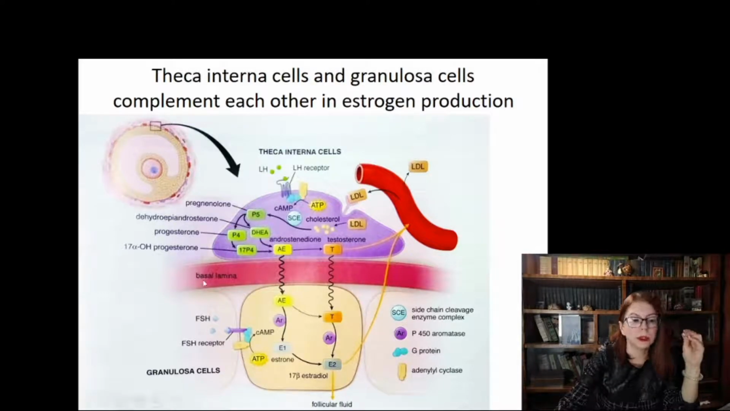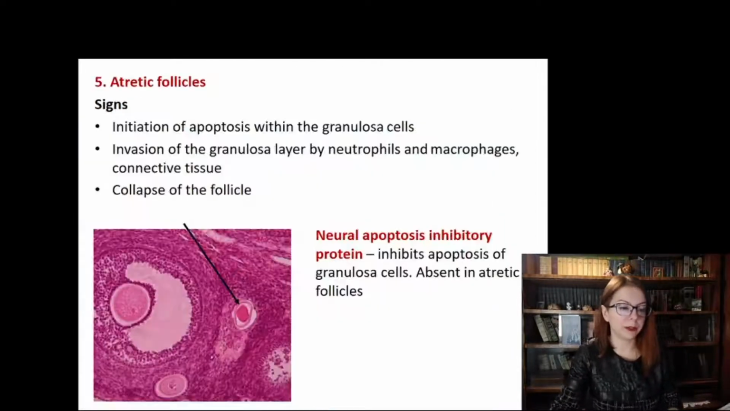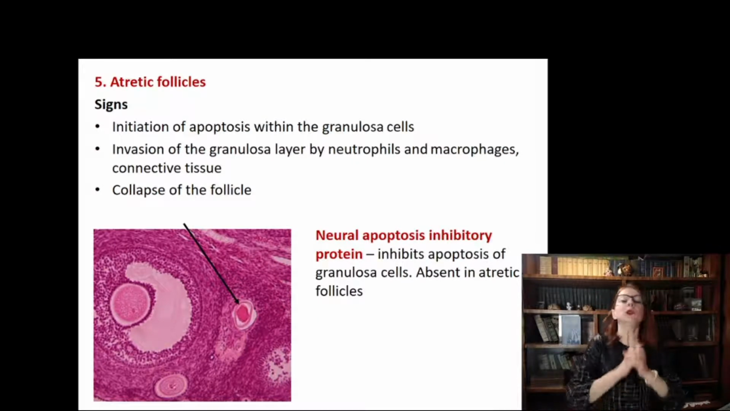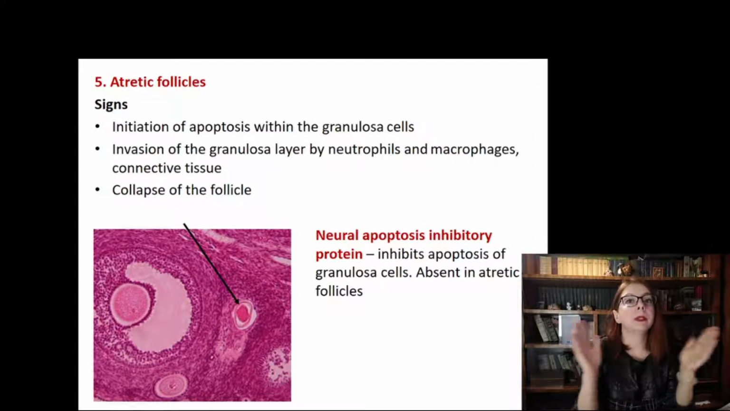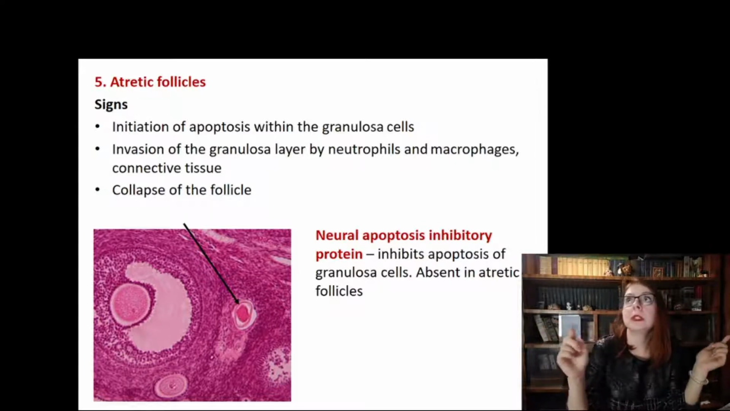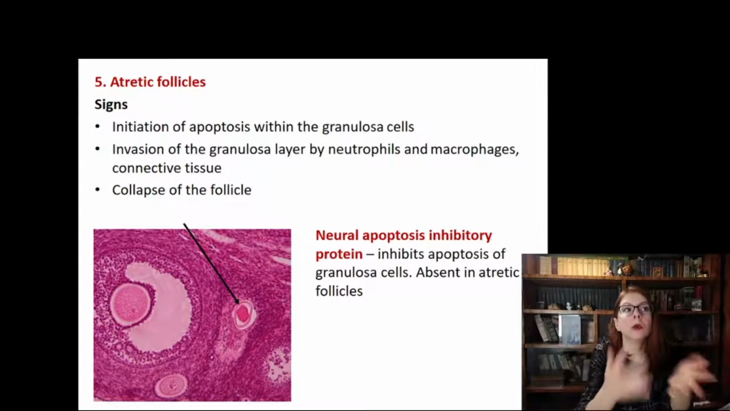So it is important to remember. And not only this step could be blocked, but also all the others. So you have to know this diagram. Then, not all follicles become mature. Some of them degenerate. As I've said, every menstrual cycle, up to 20 follicles start to grow, but eventually only one is destined to ovulate.